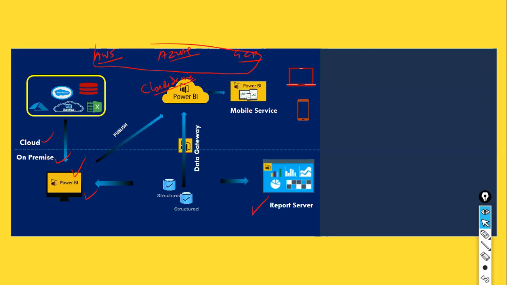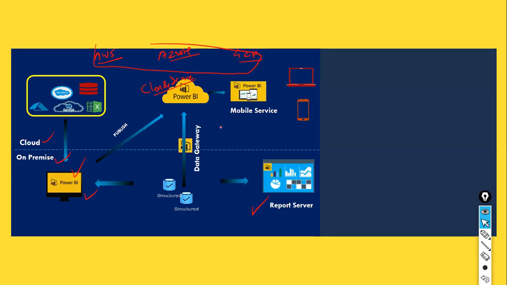And mobile service is also available. You can go to Google Play on your mobile phone and install Power BI, so that you have a mobile service on your phone. You can install this Power BI app so that you can access the reports that were published on cloud from anywhere, on the go.